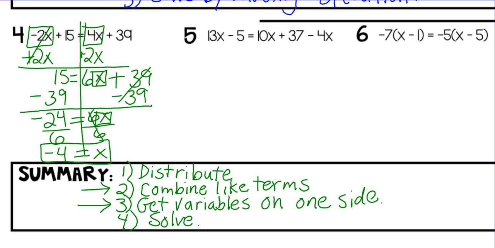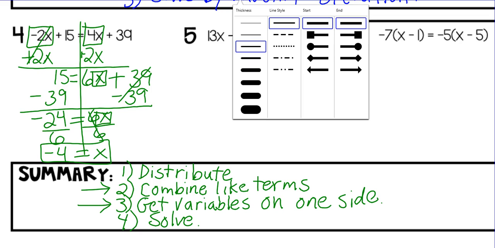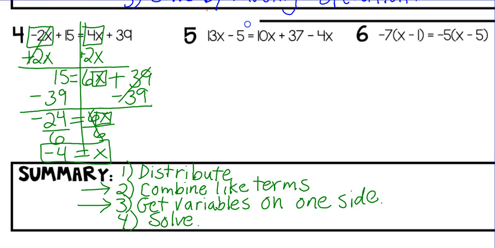Okay, so the next one, we've got a little more going on. Let's change our color. I think the smartboard wants us to use red.